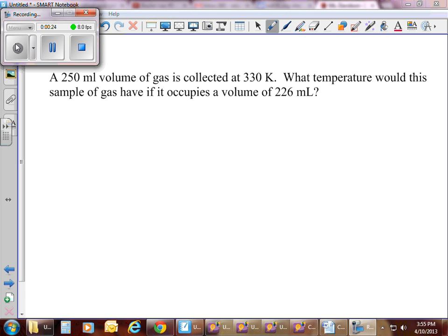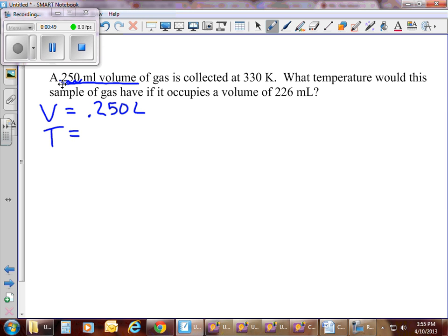So 250 milliliter volume. All right, so this is going to be a V. Remember, we always want to convert everything to liters. So 0.250 liters. All I did was move that decimal point 3 spots to give me my liters. Of gas is collected at 333 kelvins. Now, kelvins is temperature. And those would go together. So these are going to be our ones. So 333 Kelvin.